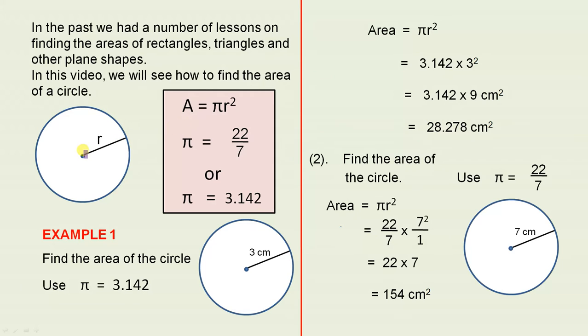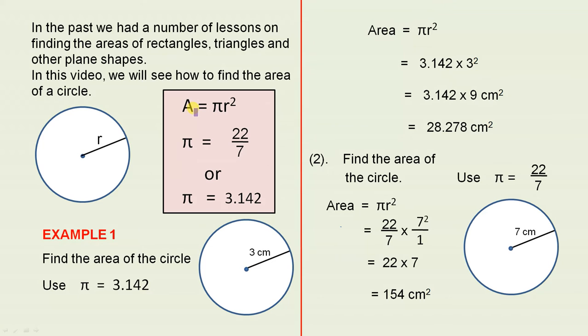Here is a circle with a radius of r, and we're asked to find the white area, that is the area inside that circle. That's what we mean by finding the area of a circle, the area inside the curved section.